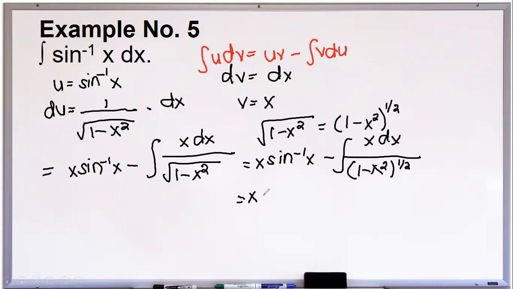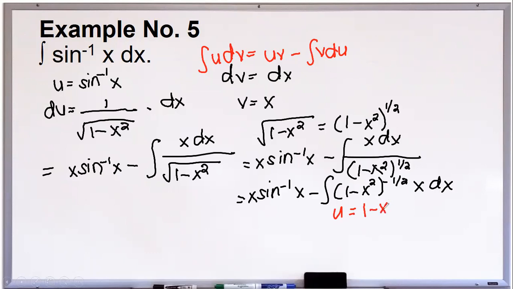So, magiging x arc sine of x minus integral of 1 minus x squared multiplied by negative 1 half. Okay, then x dx. O, try natin mag-u substitution dito. Okay, so let u, which is equal to 1 minus x squared. Yung nasa loob ng parenthesis.